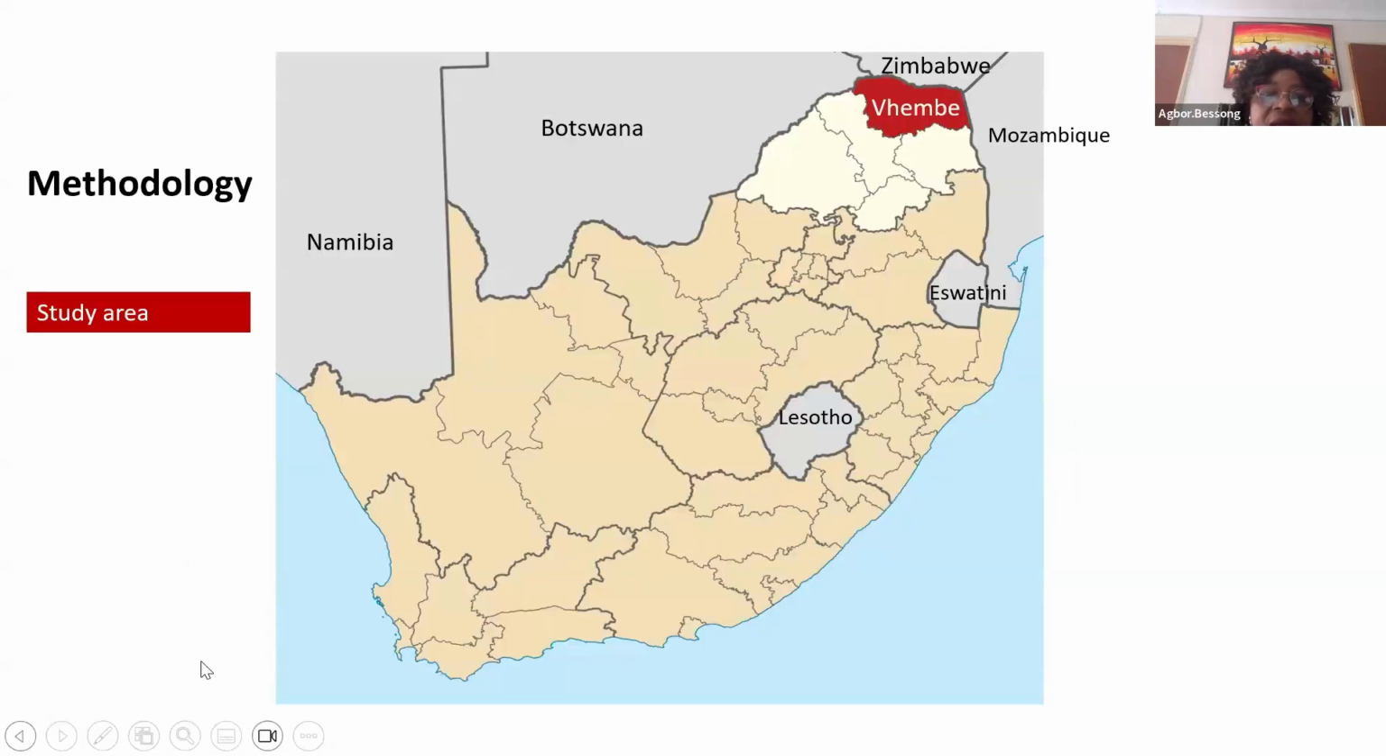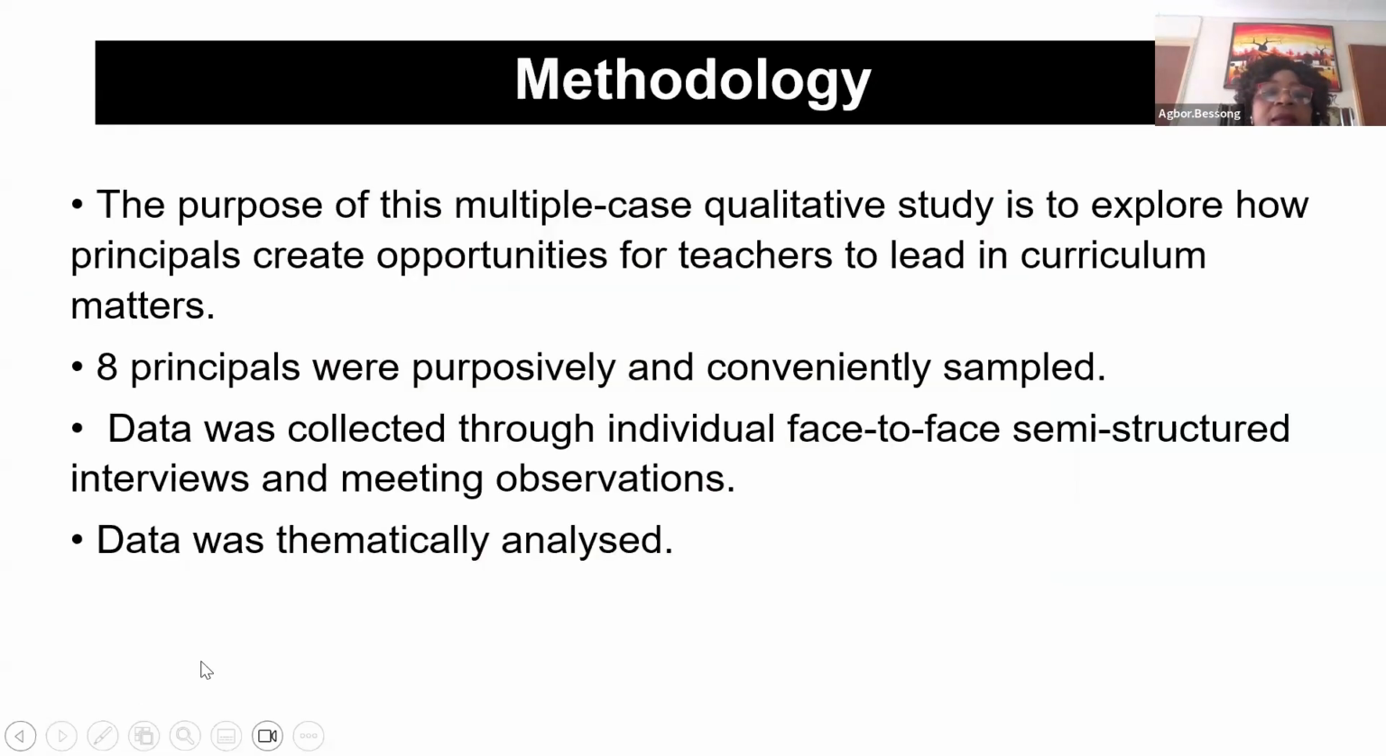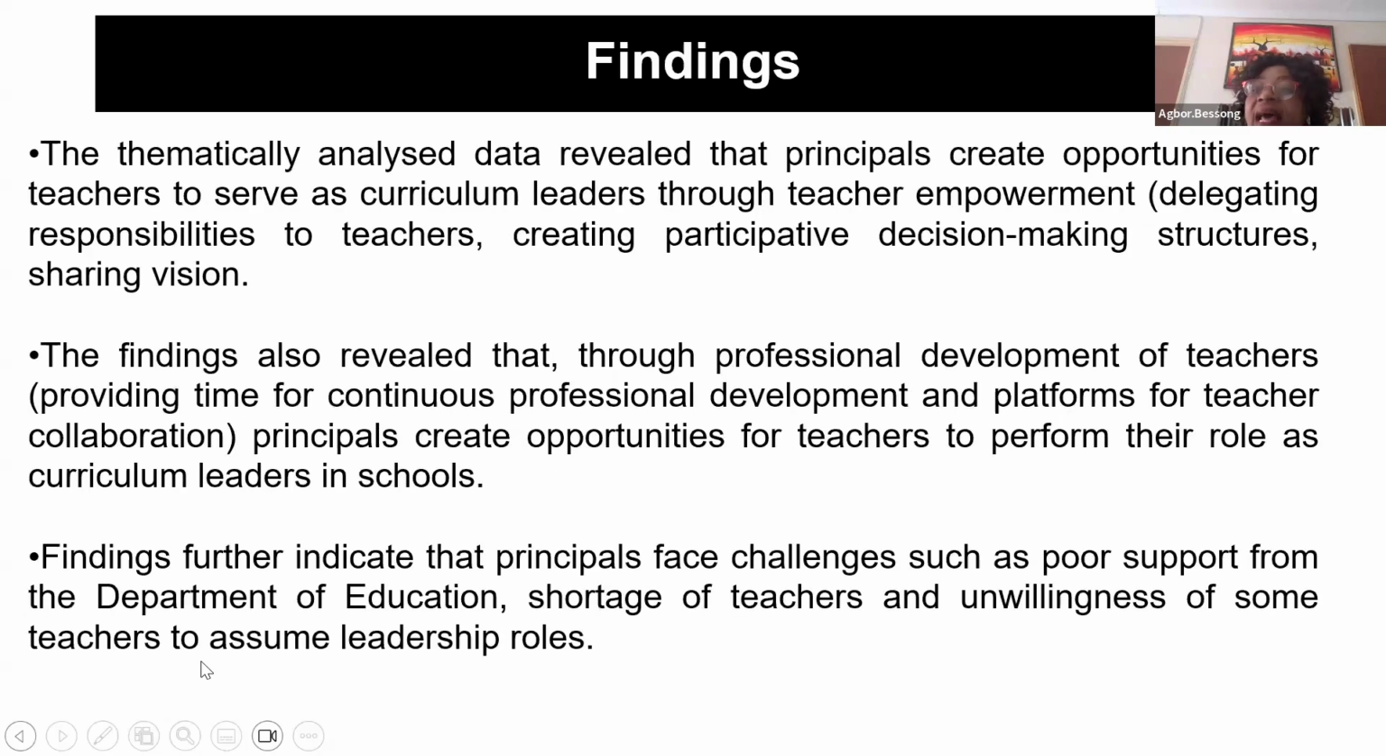This is the area where the study was conducted, the Vhembe district in South Africa. The purpose of this multiple case study, I said multiple case because it was performed in 8 different schools with 8 different principals, was to know how principals create space for teachers as curriculum leaders. The data was collected through face-to-face individual interviews and meeting observations. The data was thematically analyzed.